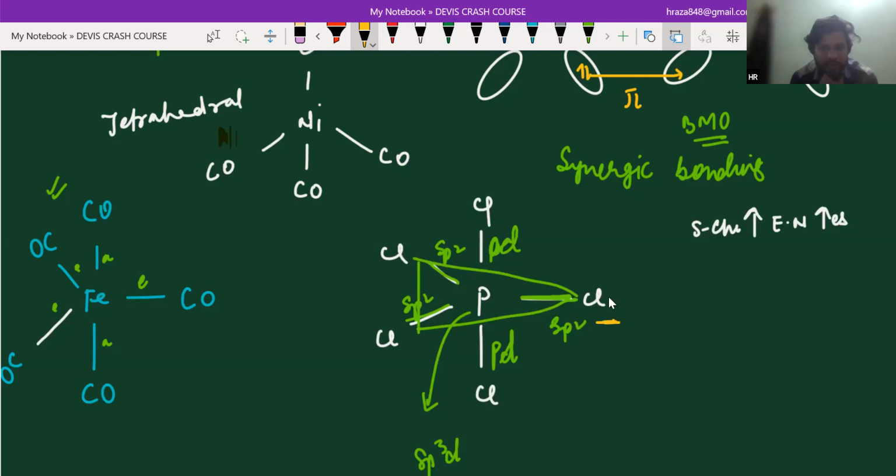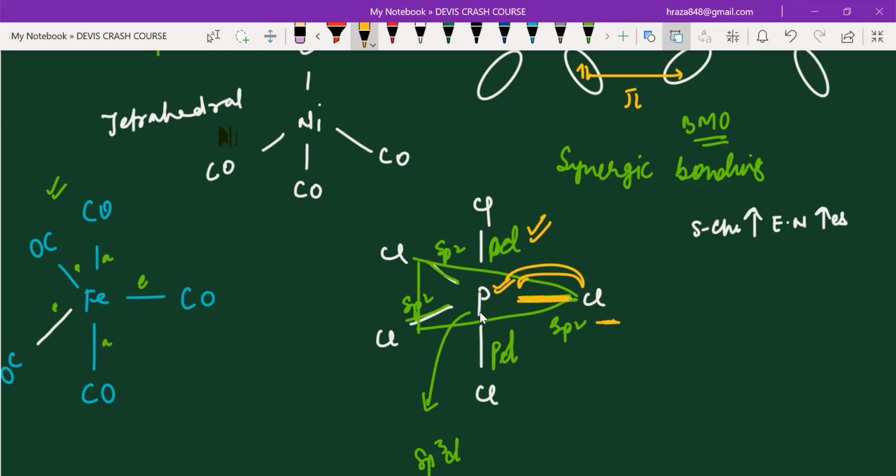So there is S character, which means this bond is more electronegative, so there will be a force of attraction. That's why it slightly shrinks. But there is no S character here, so this will be larger. And there is another condition for this also. Apart from this, this is the first reason. You can understand S character is there, so there is an electronegativity difference and they can attract each other, right?